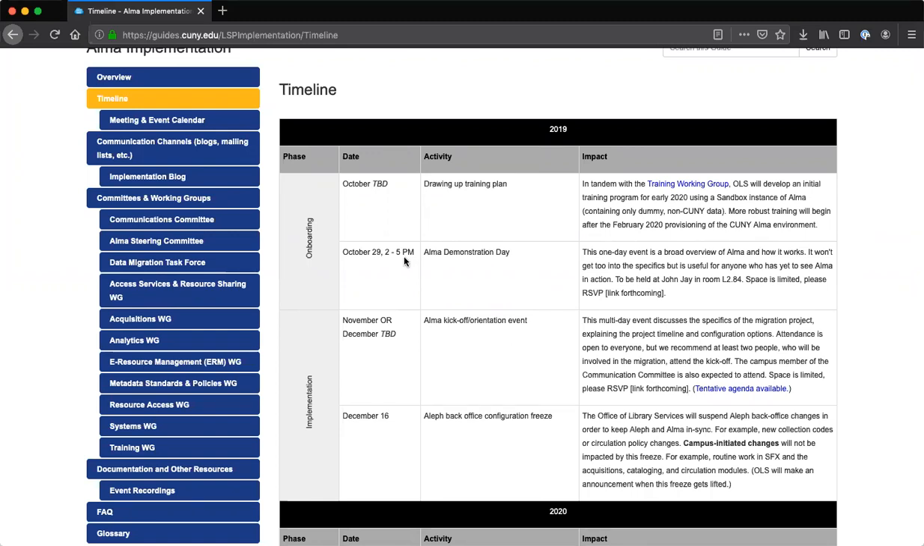Next coming up is the Alma Demonstration Day, which will be on October 29th. It will be held at John Jay from 2 to 5 p.m. This is a one-day event that is a broad overview of Alma and how it works. It won't get into too many specifics, but it's useful for anyone who has yet to see Alma in action.